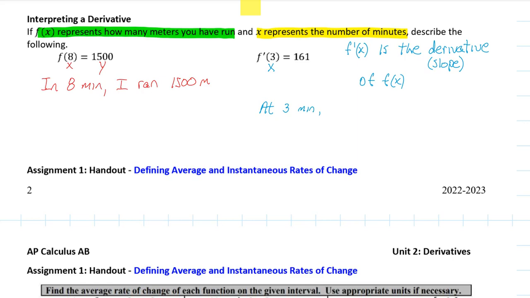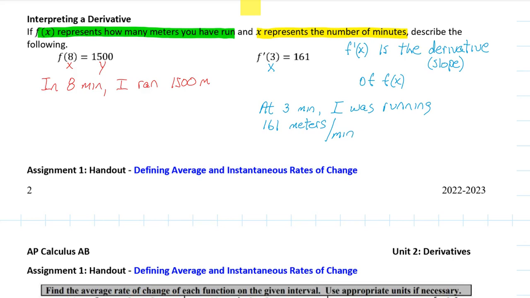That's what f prime is. It's a rate of change. It's a slope, okay? So at 3 minutes, I was running 161 meters per minute. Because remember, slopes have units on the top and units on the bottom.